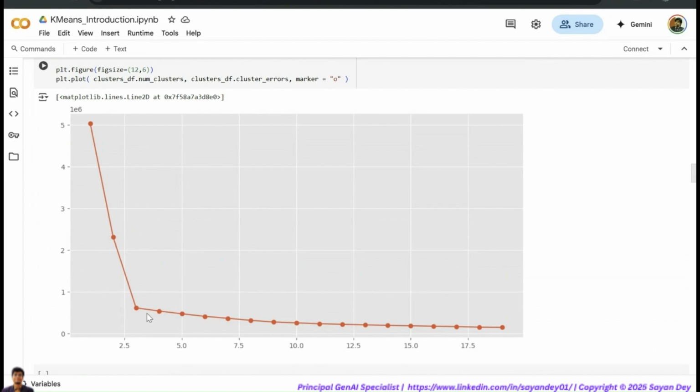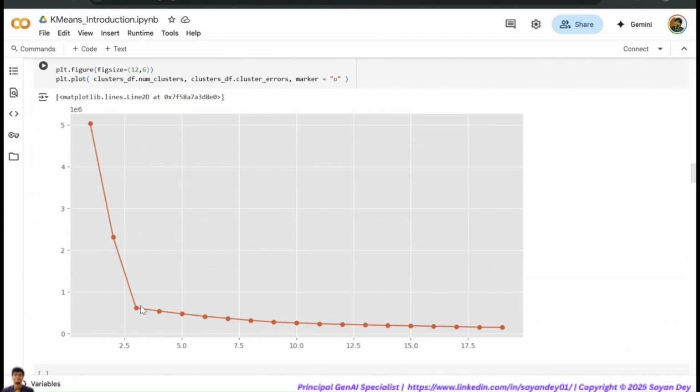It is still reducing, as I told you, it will still reduce, but the rate of reduction is not as high as what we had here. So this is the elbow. So very clearly for this question, what is the optimum number of clusters? The optimum number of clusters we have is equal to 3.